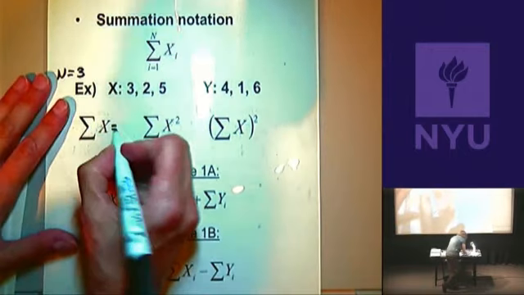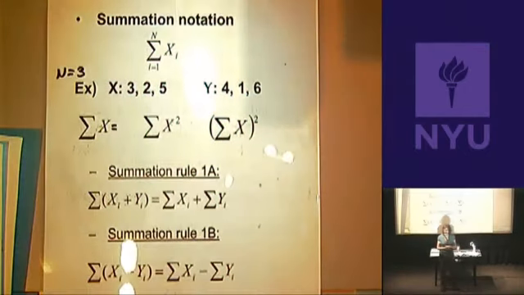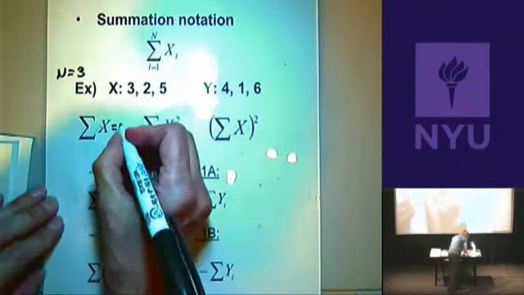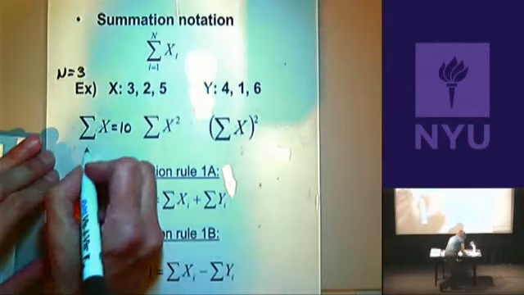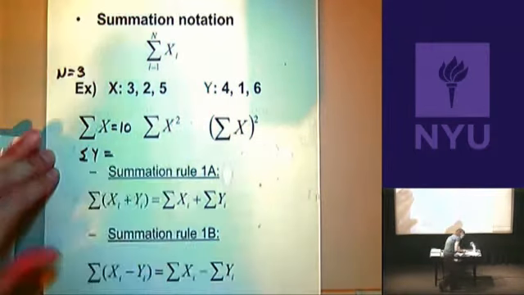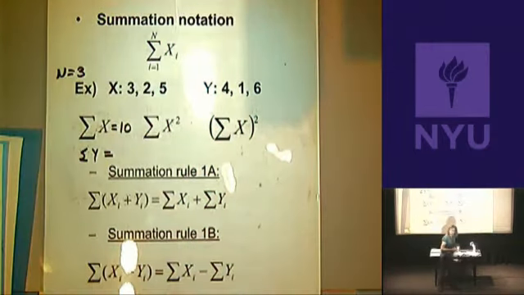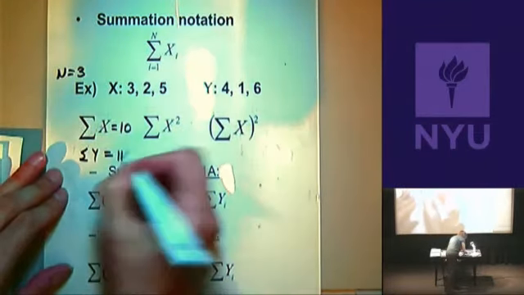So for example, what's my sum of x? 10, good. Right? It just means add up all my x scores. For that matter, let's get the sum of y while we're here. What is it? 11, good. Okay, let's move on to this one.